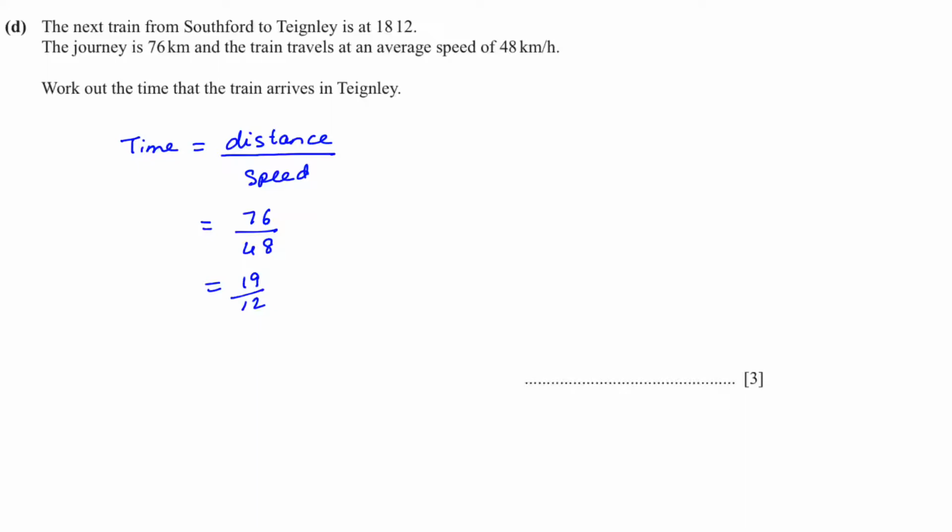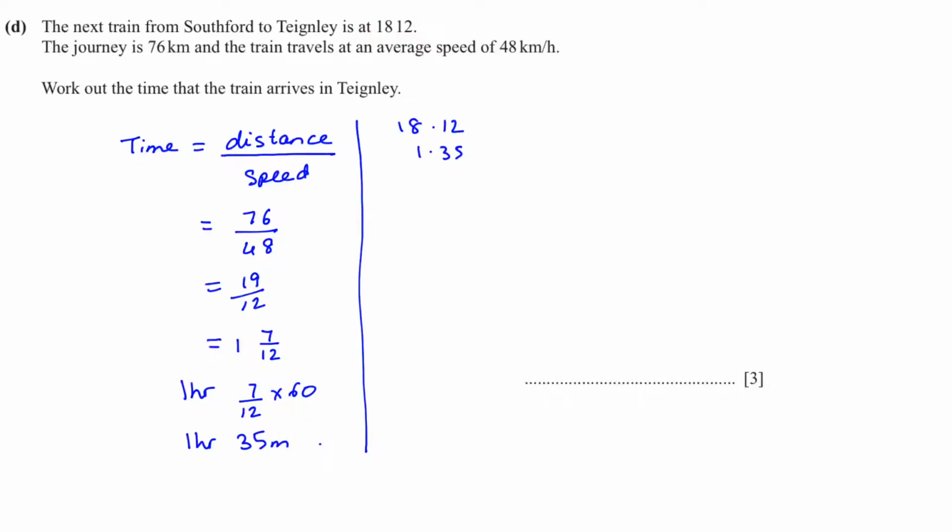Change it into a mixed fraction. You can do so directly in the calculator with the shift button. And after this, we have 1 hour. We have to change the fraction into minutes. So 1 hour, 7 over 12 multiplied by 60 will give us 1 hour 35 minutes. This is the time it takes for the train to reach Techney, but we want to know the time it arrives. So 18:12 plus 1 hour 35 will give us 19:47. This is the time that the train arrives there.